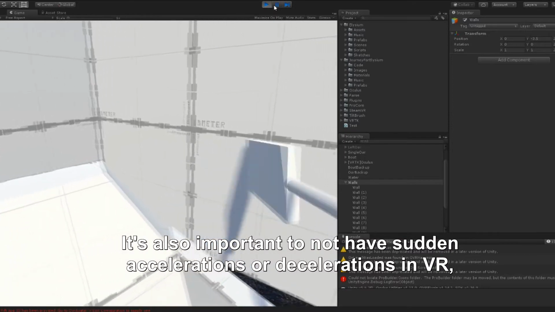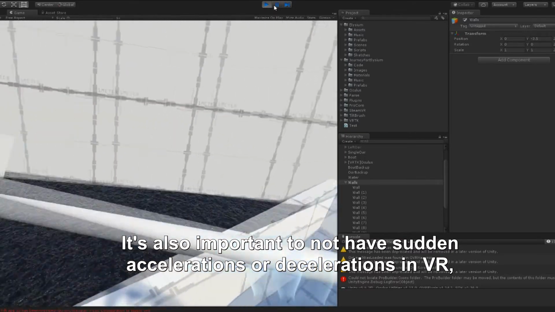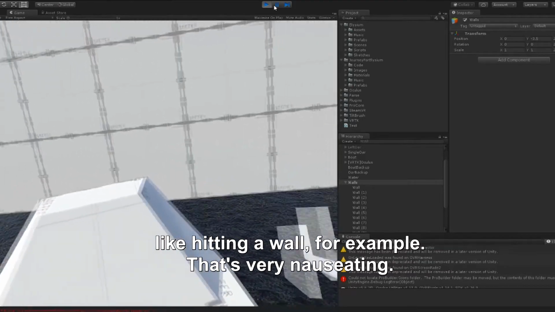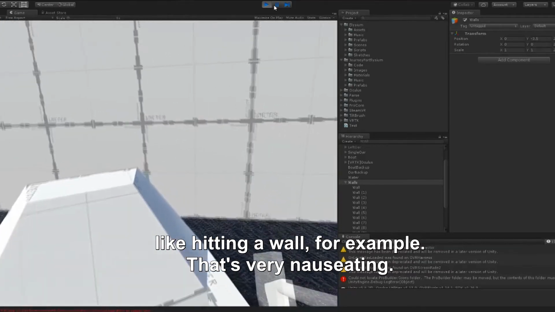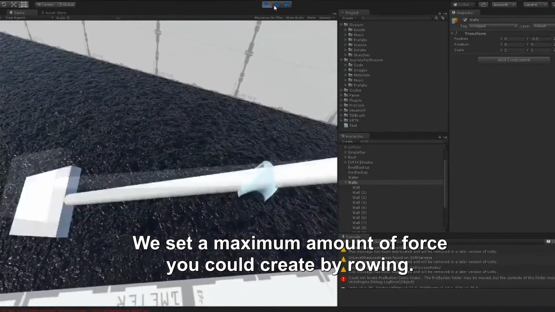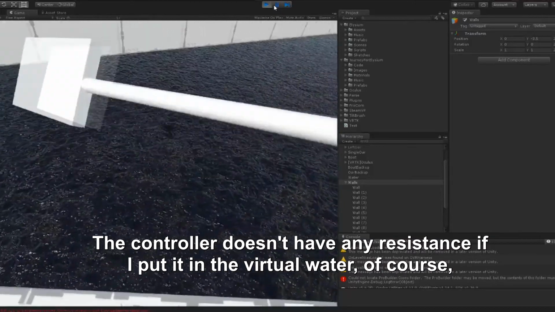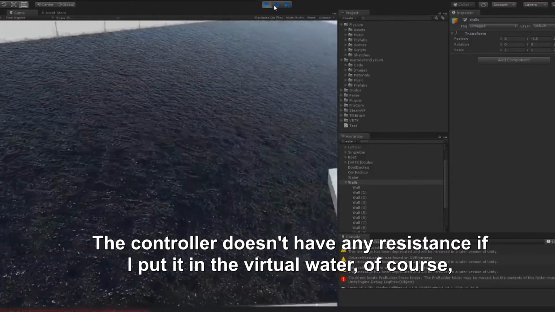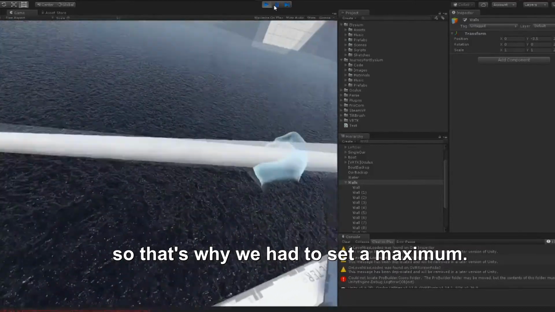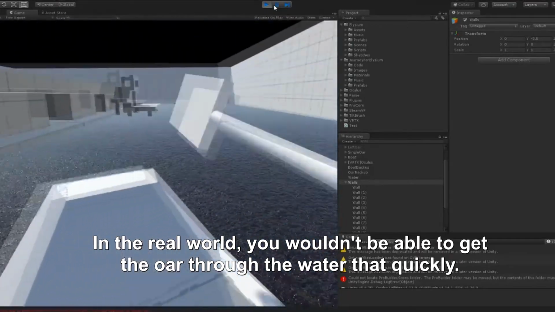It's also important for VR to not have sudden accelerations or decelerations, for example of hitting a wall, because that's very nauseating. So we actually added a maximal amount of force you could add by rowing. The controller doesn't have any resistance if I put it in the virtual water, of course. That's why we had to put the maximum, because in the real world you wouldn't be able to get the oar that fast through the water.